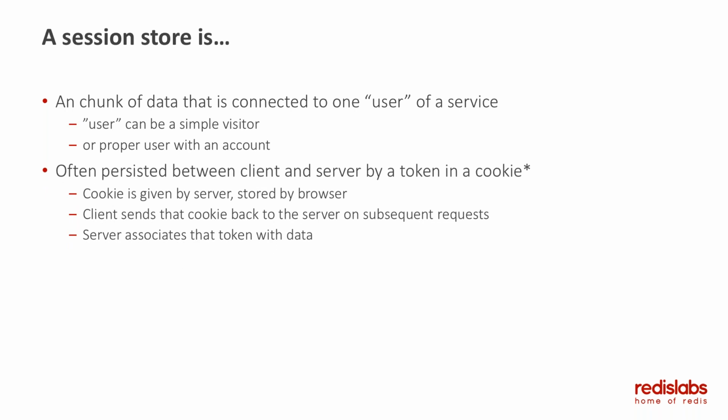It's persisted between the client and server by a token and a cookie. This cookie is given by the server and stored in the browser or the client. The client sends that cookie back to the server on subsequent requests. The server associates that token with data. It's important to understand that we're not storing the data on the client. There's just a token that identifies it. It's a session ID. It can be other means as well. If we're talking to APIs, it might be some sort of API key or something along those lines. But anyway you slice it, it is a specific bit of data that's stored on the server side that's identified by some session ID, which is in most cases stored in a cookie.